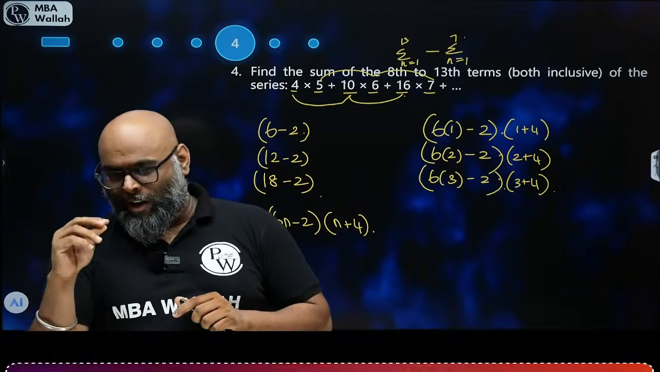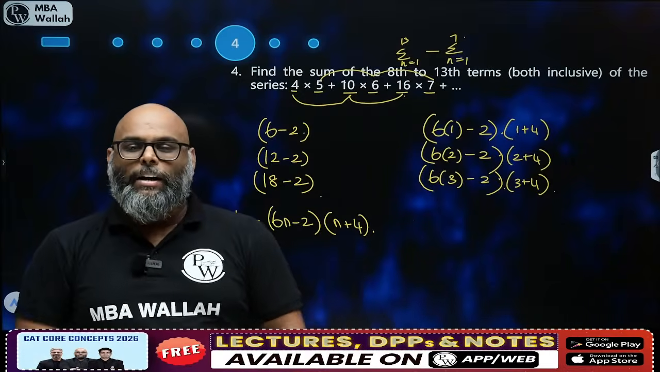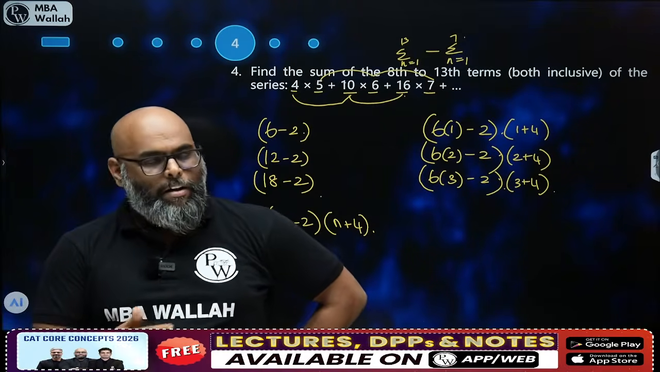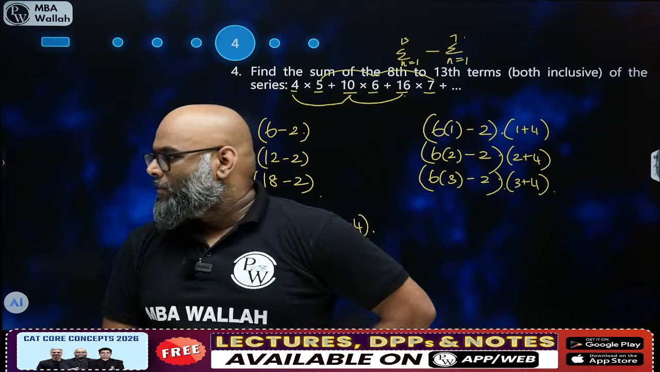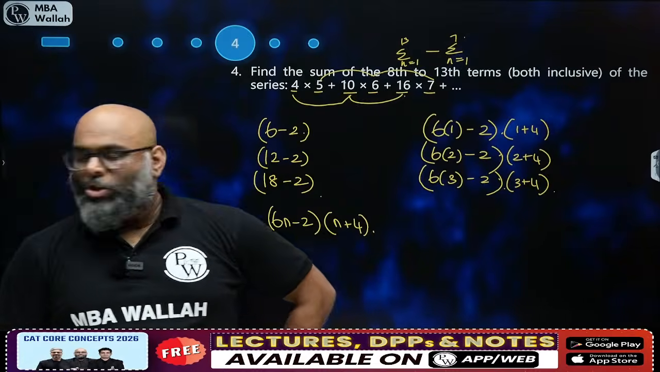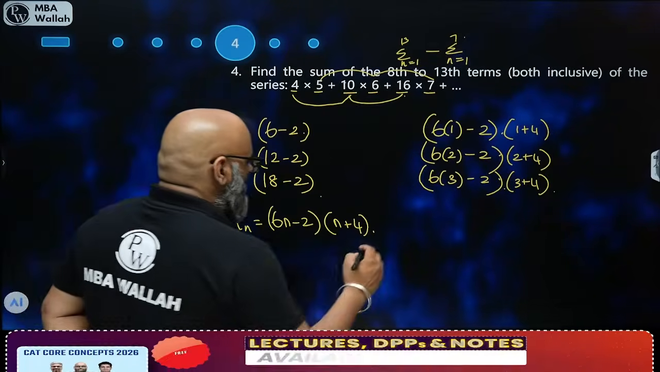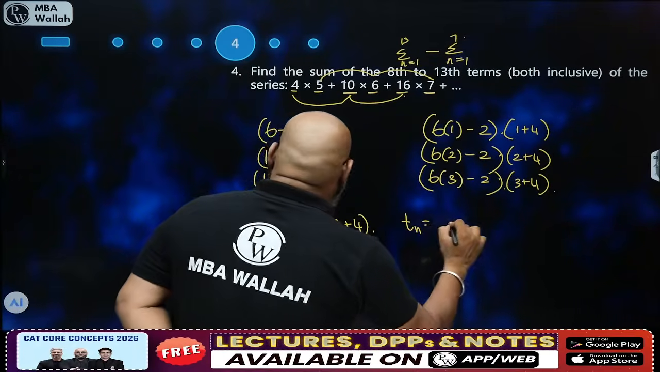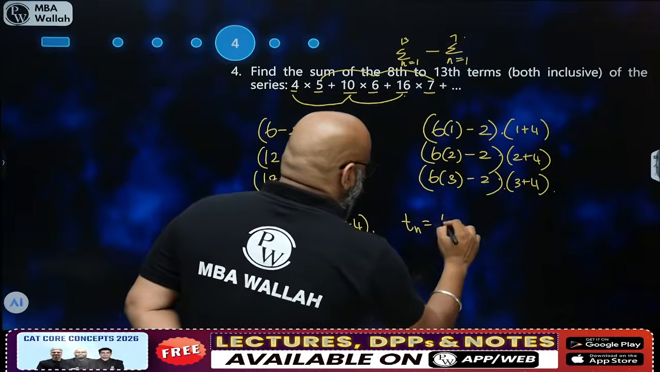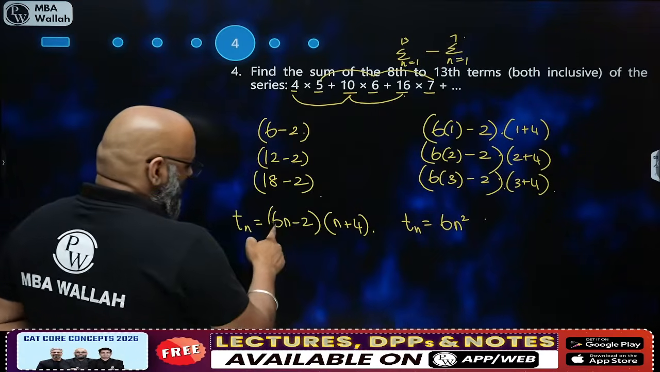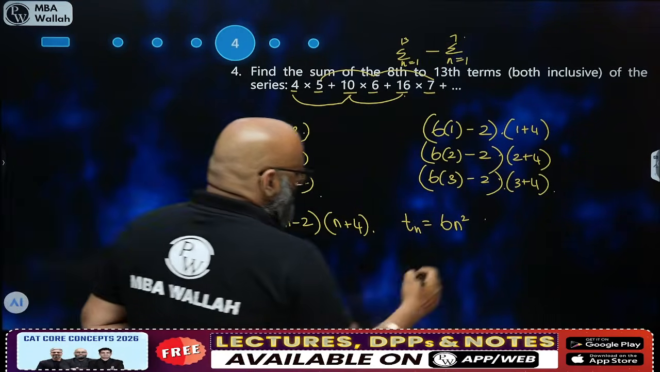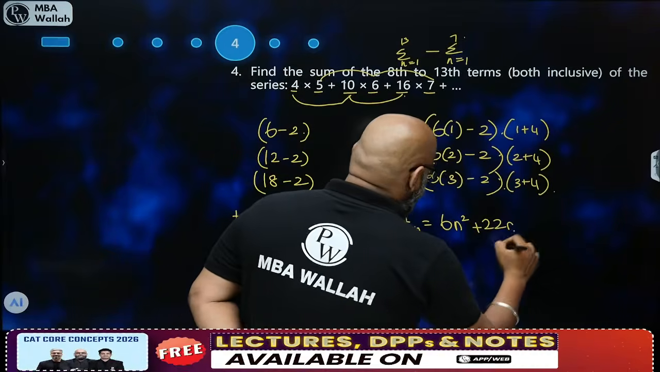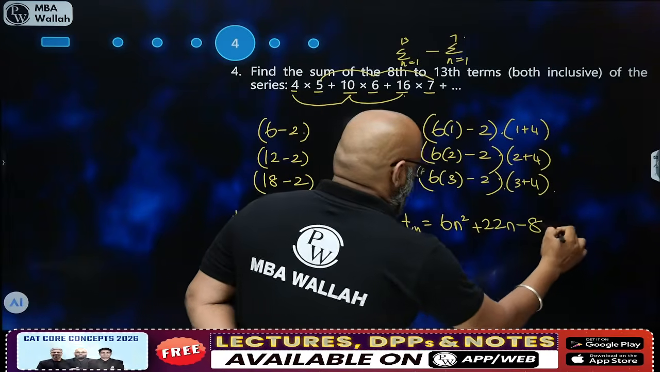And then the moment you pick the pattern, if you can write it in an expression format, we fly from there. Right? Now shall we do this? So I'm going to expand this. So Tn will be 6n square plus 24 minus 2 plus 22n minus 8.